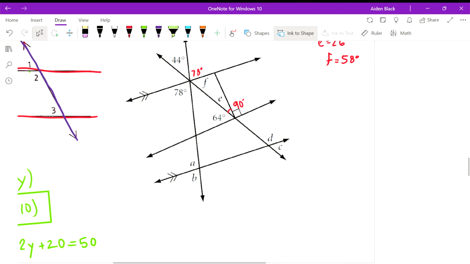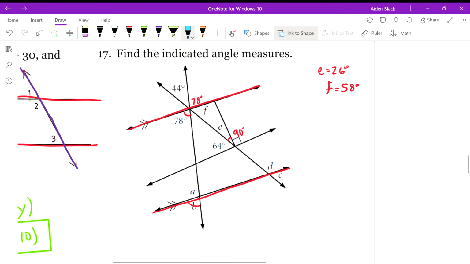And then looking down here at these guys, I know that since these lines are parallel, this one single transversal here will form corresponding angles between the 78 degree angle and angle B. So angle B is 78 degrees. And then we know angle A must be supplementary to angle B. So supplementary to 78 degrees is 102.